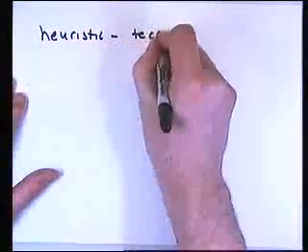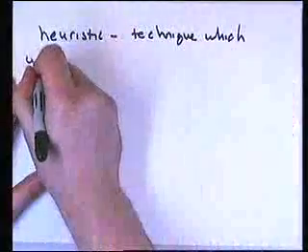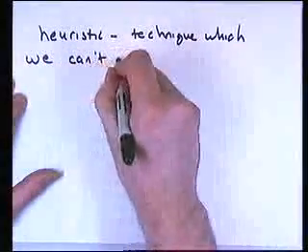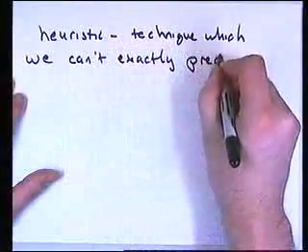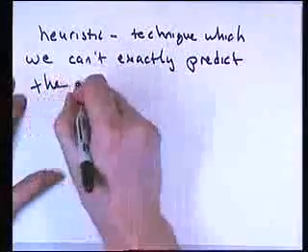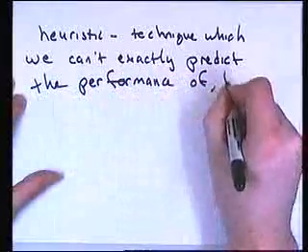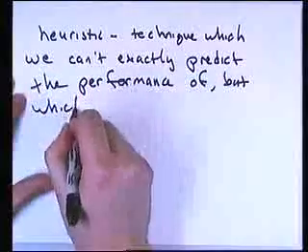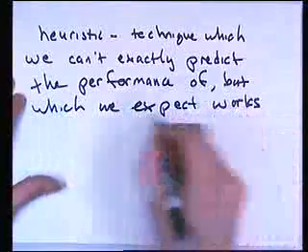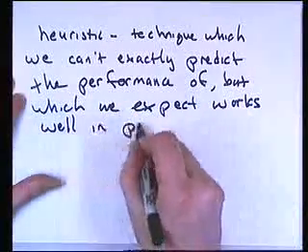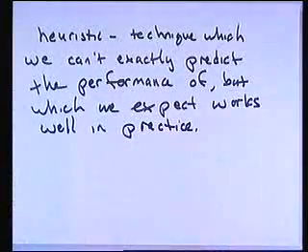And a heuristic is a technique which we can't exactly predict the performance of, but which we expect works well in practice. In other words, a heuristic is a good rule of thumb.